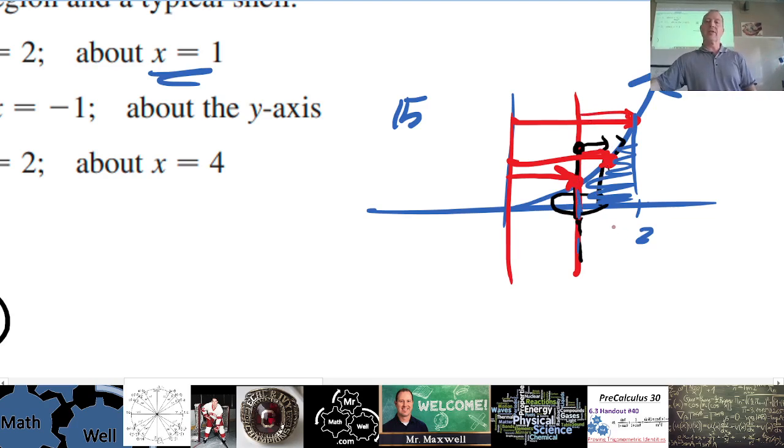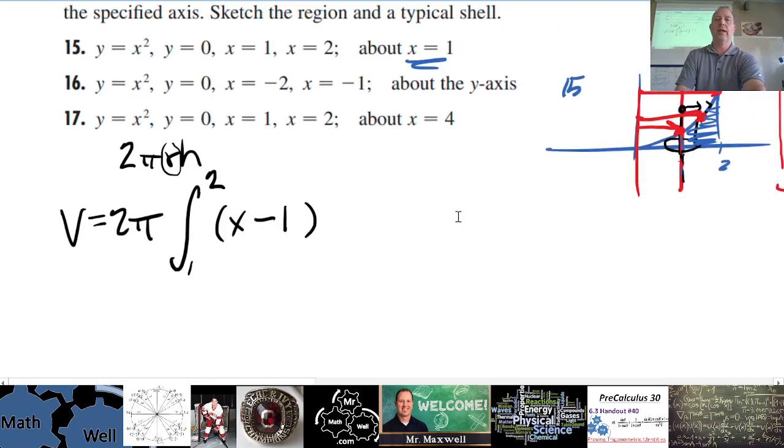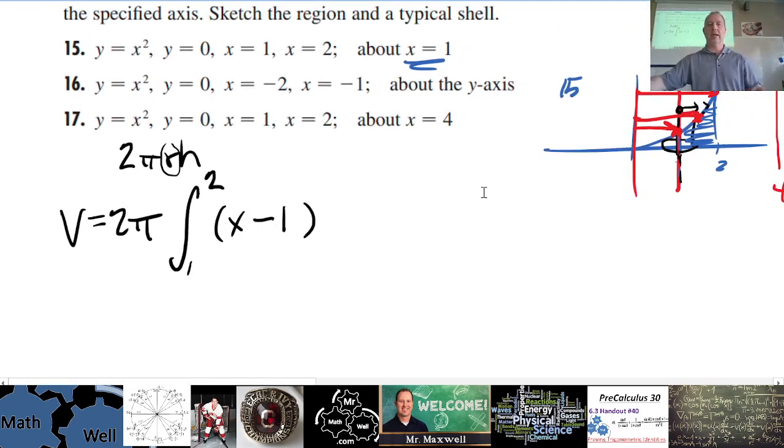So do your x minus your axis of rotation if it's to the left of your area. 17 is going to be when the axis of rotation is way over here at 4, which we'll do next, okay? So let's finish up this one. Well, actually, you know what? I'm not really going to finish up this one. I'm just going to set it up and you can actually do the work.